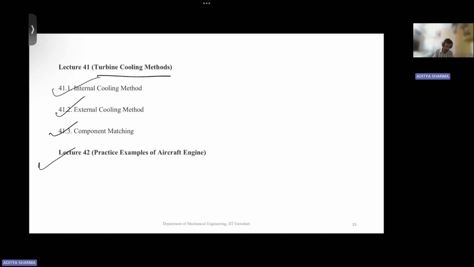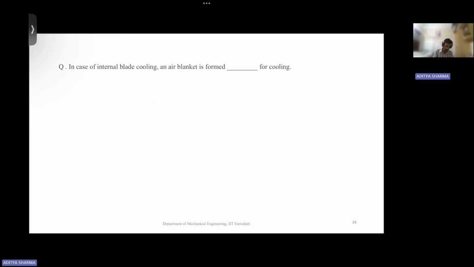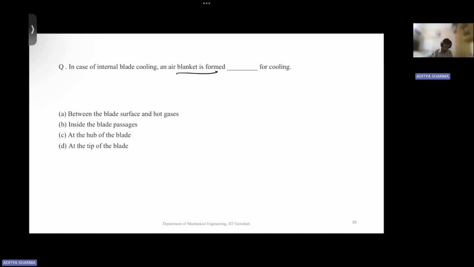Then lecture 42 is questions only. So now coming on to questions. The first question is, in case of external cooling, an air blanket is formed dash for cooling between blade surface and hot gases. Inside the blade passages, at the hub of the blade, at the tip of the blade. So option A is correct. A is the correct answer to this question.